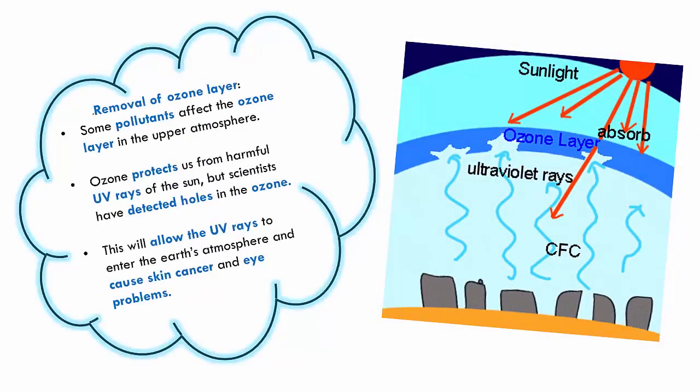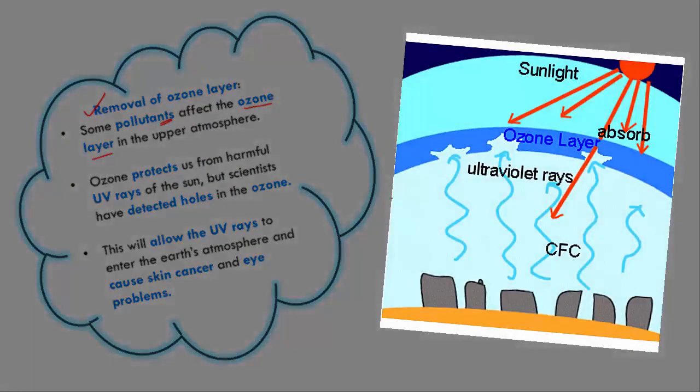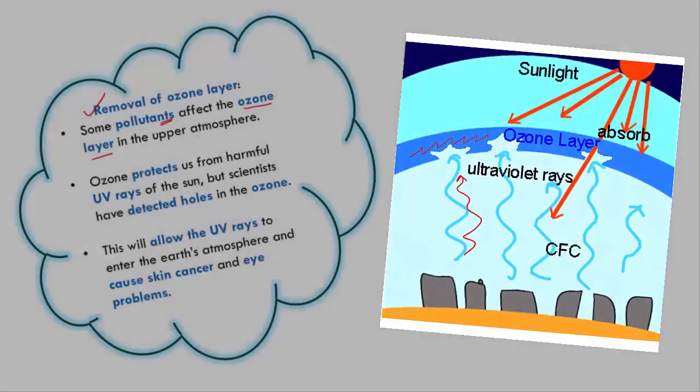Air pollution also causes removal of the ozone layer. There are some pollutants that are released into air which affect the ozone layer in the upper atmosphere. If you can see here, these are the pollutants which are going up and they are affecting our ozone layer which is there in the atmosphere. You can see it is eating up the atmosphere.